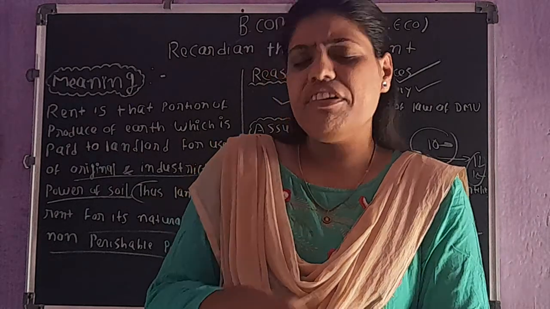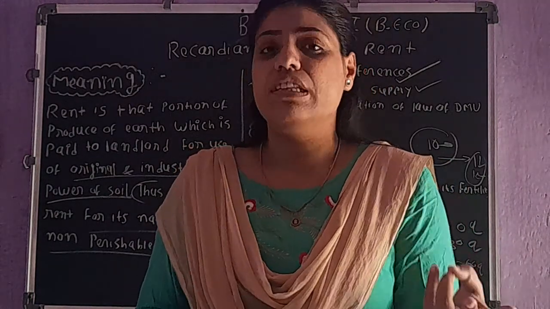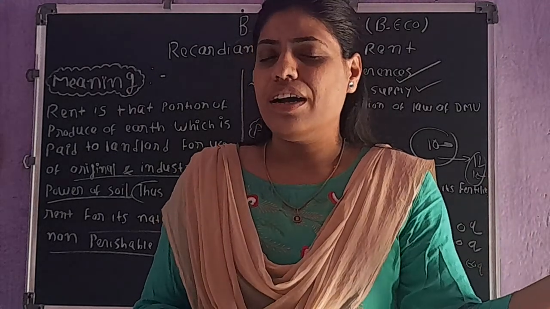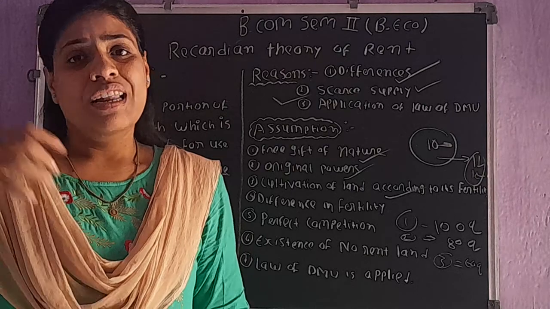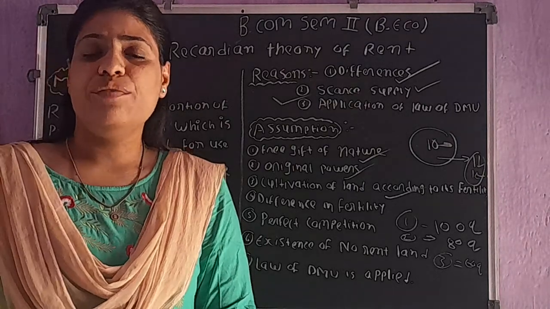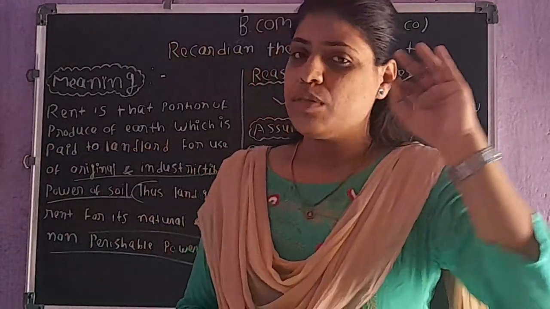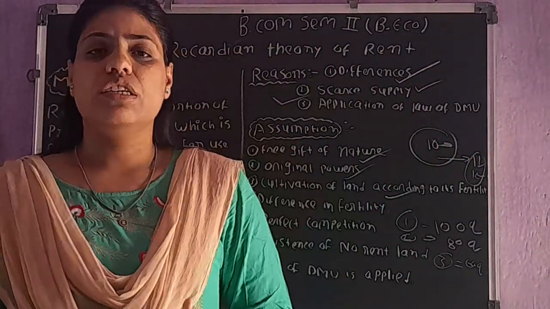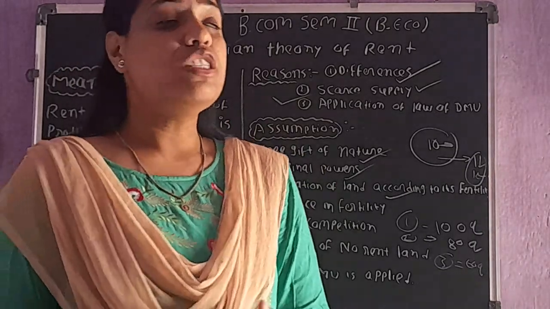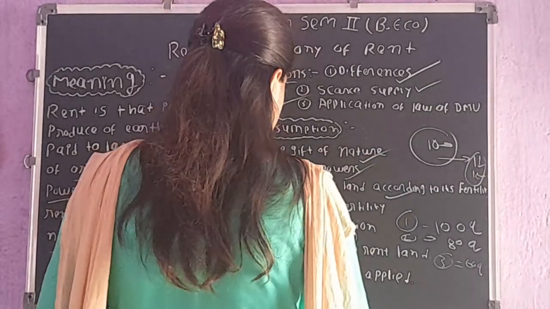After that, the inferior land, which is less fertile, would be used. And if the requirement is there, then only the least fertile land would be used for cultivation purposes. Okay, so it is based on the assumption that land is always undertaken for cultivation according to the order of its fertility. The next assumption under this theory is differences in fertility.